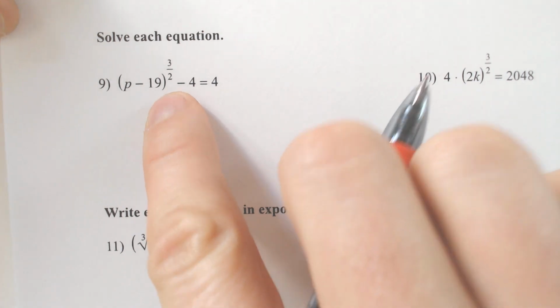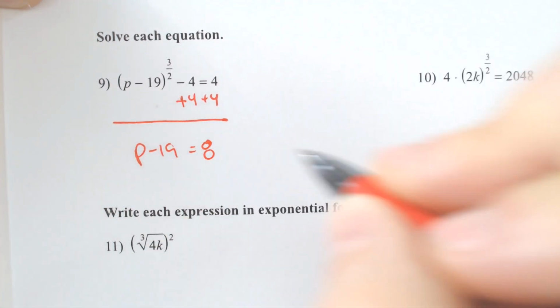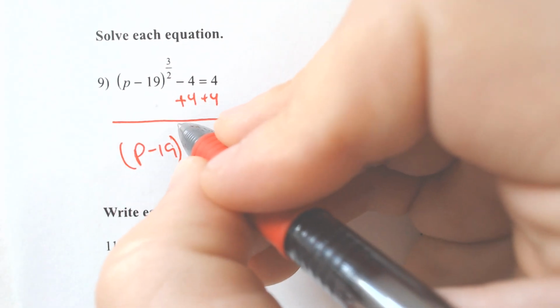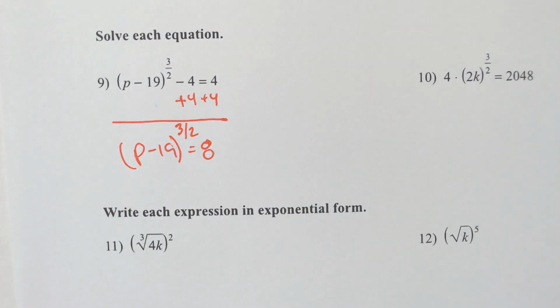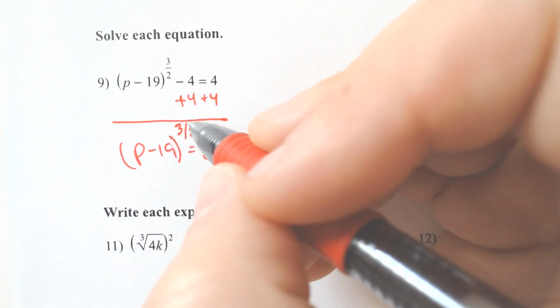If you have a fractioned exponent, start by adding the 4 in this case. P minus 19 would equal 8. I almost wrote 16. And then it is still raised to the 3 over 2 power. Get rid of the 3 over 2 power by raising it to the flip. So if we raise this to the 2/3 power, it will cancel.